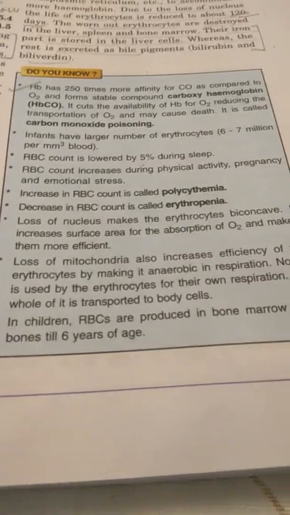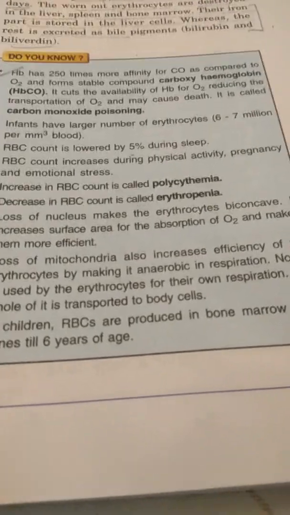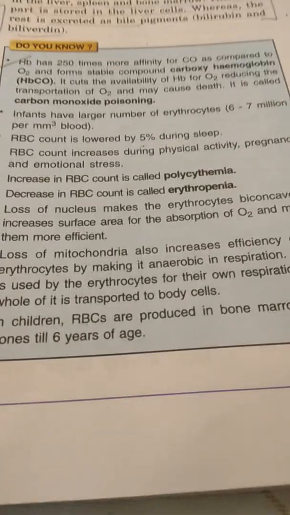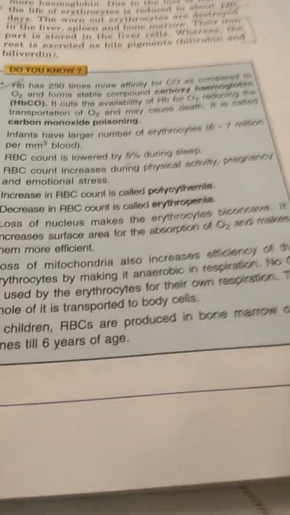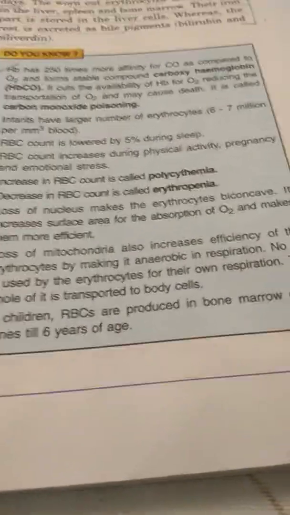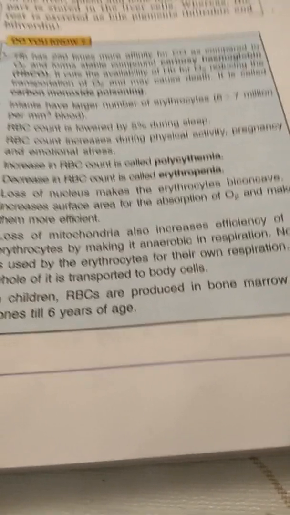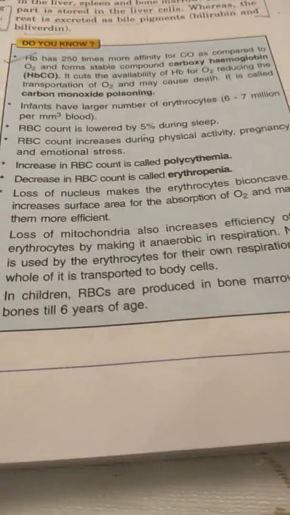The cell loses its nucleus. This is a blessing to the red blood cells in disguise. How? This makes the red blood cells biconcave in shape. As a result, it increases the surface area for the absorption of more oxygen and makes them more efficient in carrying out their function.